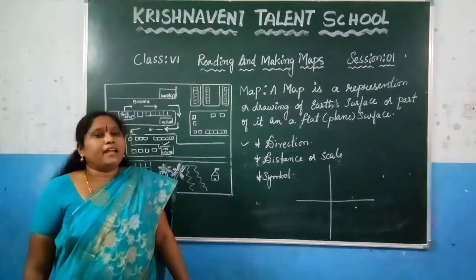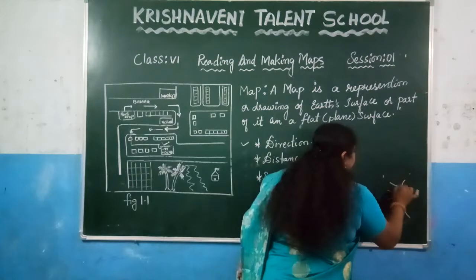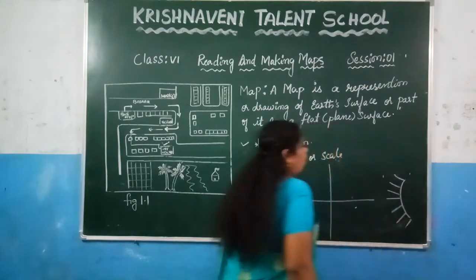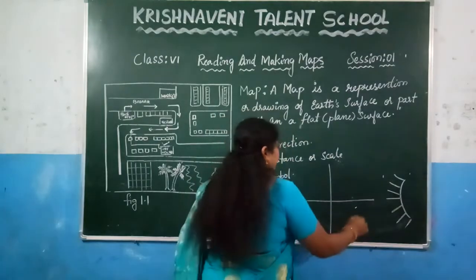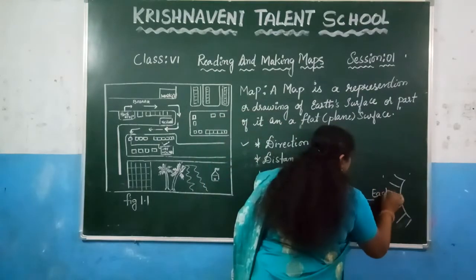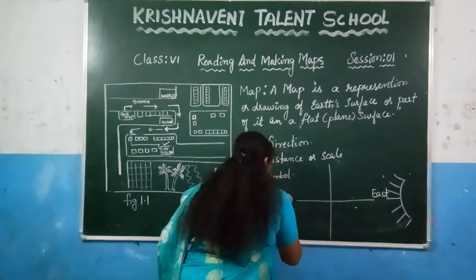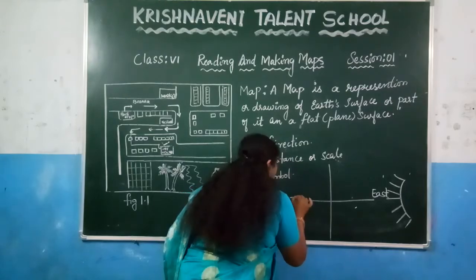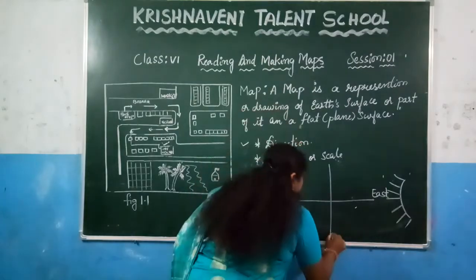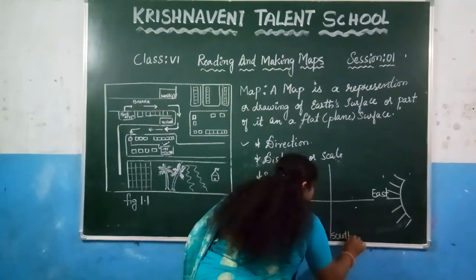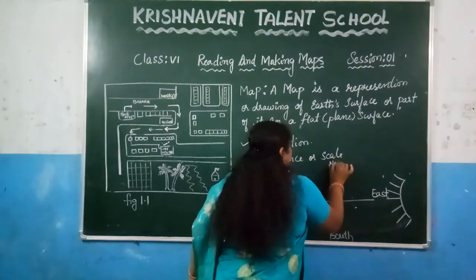There are 4 main directions. Now let us see with the help of this example. This is the sun. So when we are facing the sun, that becomes the east. Behind us becomes the west. And towards our right hand side, it becomes the south. And towards the left hand side, it becomes the north.